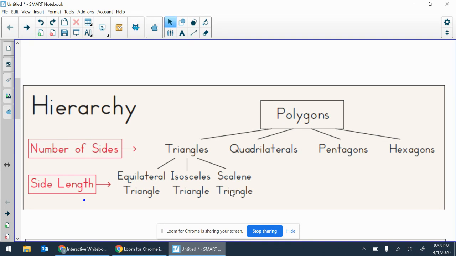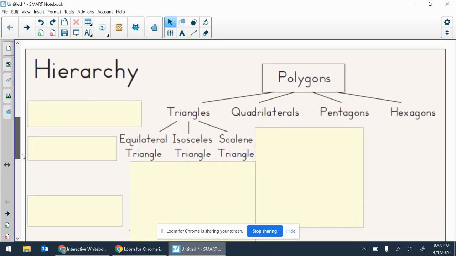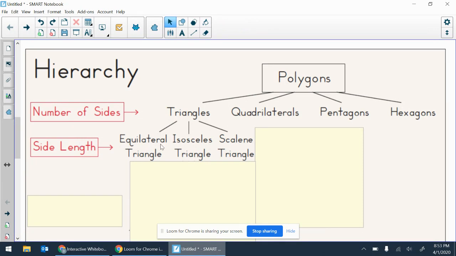As we look at our hierarchy, remember we had another way to classify those triangles. So I'm going to show you what we're going to do. We're going to add a little bit more to our hierarchy. And just like the definition, we start with the most general term, which is polygons. Then we look at the number of sides of polygons. So triangles, quadrilaterals, pentagons, hexagons. Then just looking at those triangles, we looked at those side lengths.